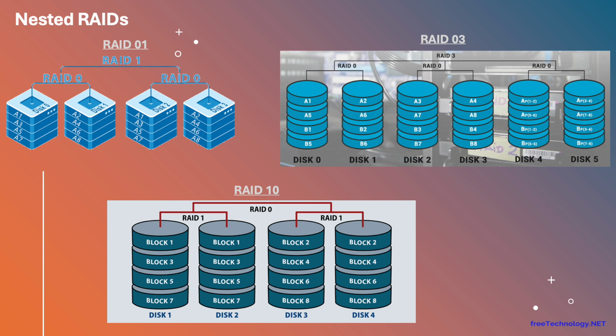RAID 10 requires a minimum of 4 disks, same as RAID 01. There will be 2 RAID 1 arrays, and 1 combined RAID 0 array. Here the data blocks written to volume will be striped between 2 RAID 1 arrays, and each RAID 1 array mirrors the data. In RAID 10 also, the storage volume utilization is 50%. RAID 10 is more advantageous than RAID 01 for performance and RAID stability.